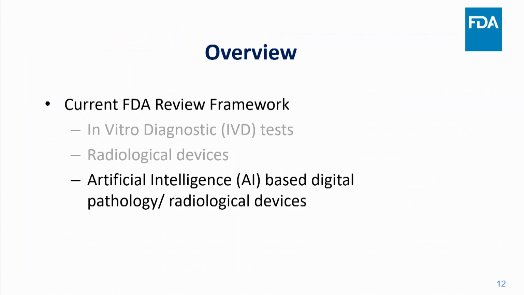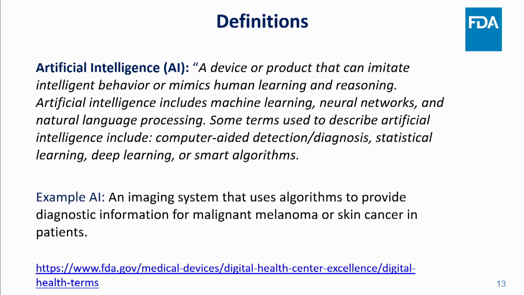And since you're talking a lot about AI, I wanted to show that the FDA has a website with the definitions and how FDA defines them. I've seen some changes from the original ones, but this is the current website. An example here, again in cancer, is an imaging system that uses algorithms to provide diagnostic information for malignant melanoma. That's an example on the FDA website.